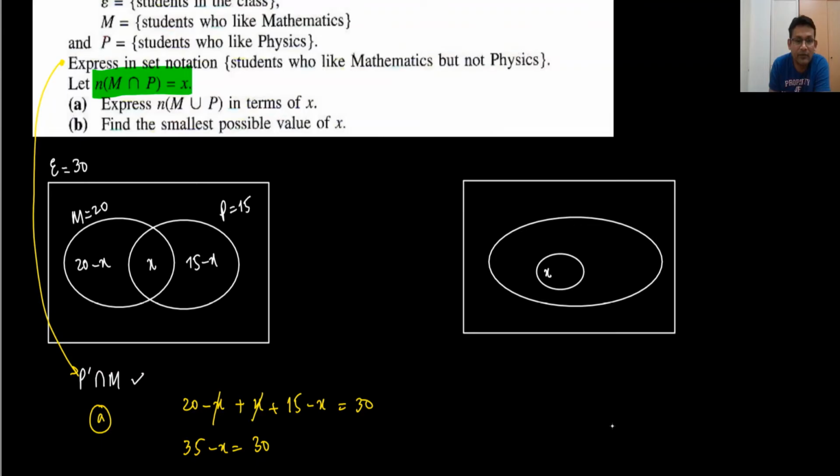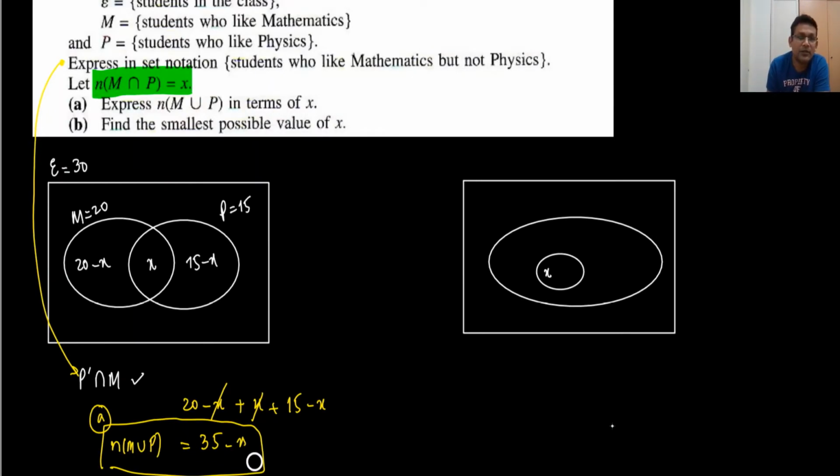Very simple. We do not need to calculate this. So x cancels out, and we have 35 minus x. This is the number of M union P, because we do not need to find the value of x, they are asking to write what we have here in terms of x. Okay, we have done it.